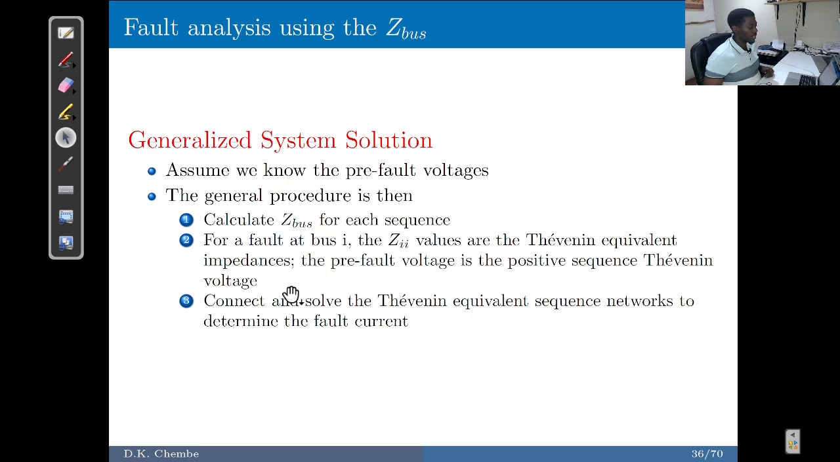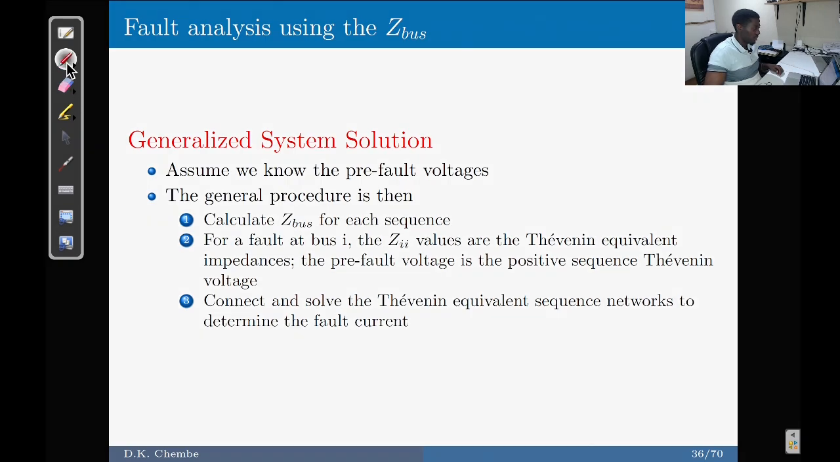In the general procedure, we have to assume that we know the pre-fault values. Usually, the pre-fault values are taken as 1 at angle 0 degrees per unit. And then we have the procedure as follows.